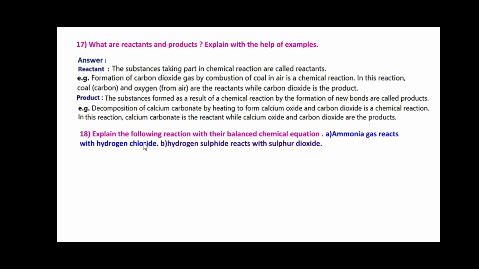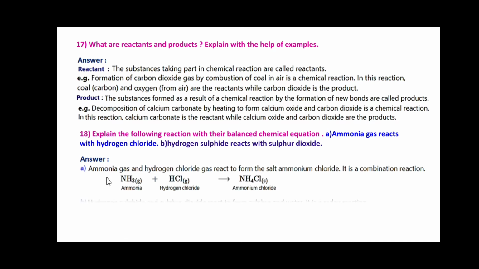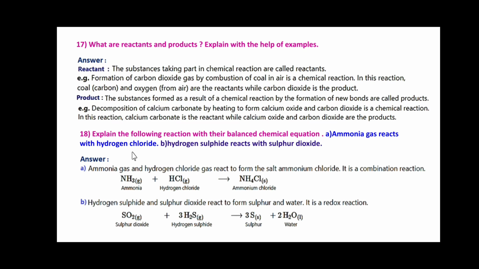Next question. Explain the following reactions with their balanced chemical equations. The reactions in words: ammonia gas reacts with hydrogen chloride, first one. Second, hydrogen sulfide reacts with sulfur dioxide. So friends, the answer for the first one: when ammonia gas reacts with hydrogen chloride, ammonia gas and hydrogen chloride gas react to form the salt ammonium chloride. It is a combination reaction. It could be written as NH3 in the gaseous state, that is ammonia, plus HCl, that is hydrogen chloride gas, that gives you NH4Cl in solid state, ammonium chloride.